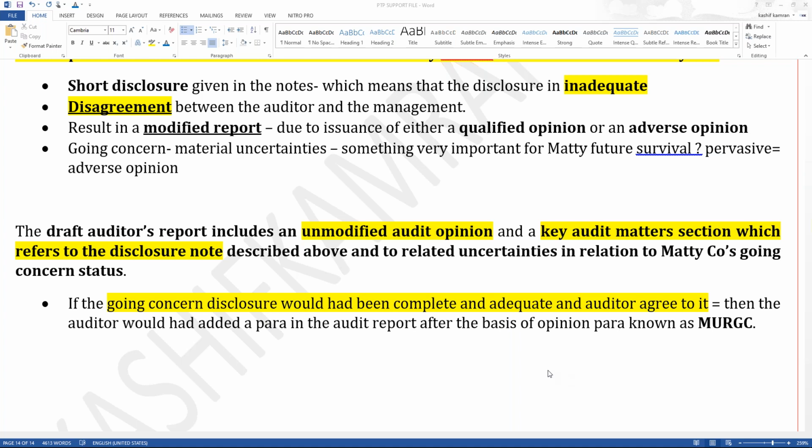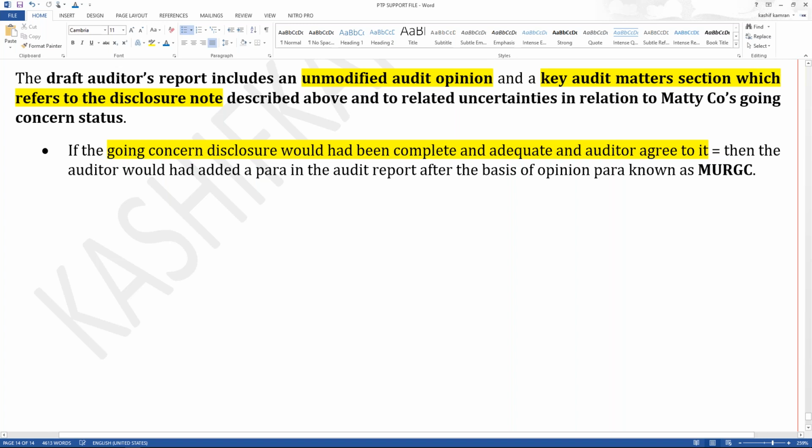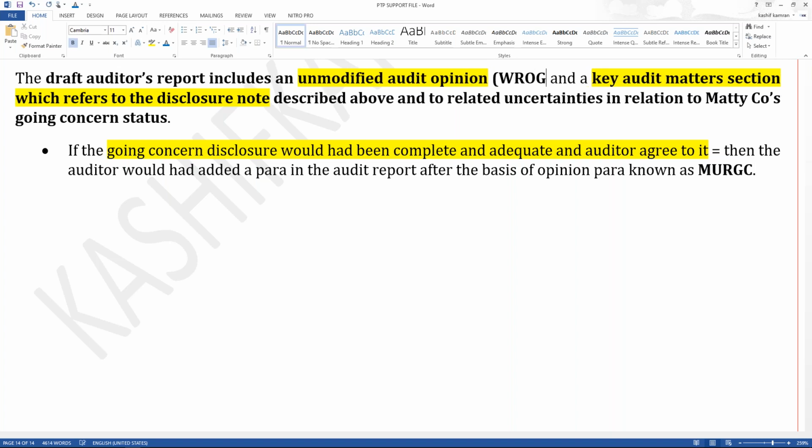So in a key audit matter paragraph, you can put whatever matter you want to put, whatever the definition of CAM is, but at least a going concern matter never gets to a CAM paragraph. Is that clear to all of you? So key audit matter section in the audit report, is that right? Is that wrong? So that's the first wrong, and you have to justify why it's wrong when you tell the examiner.